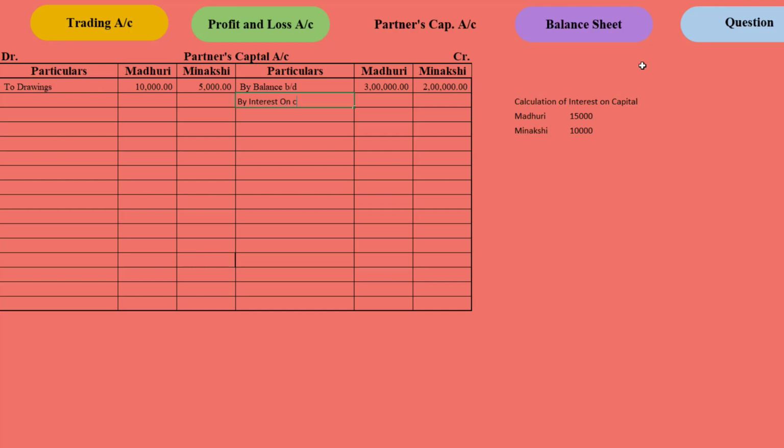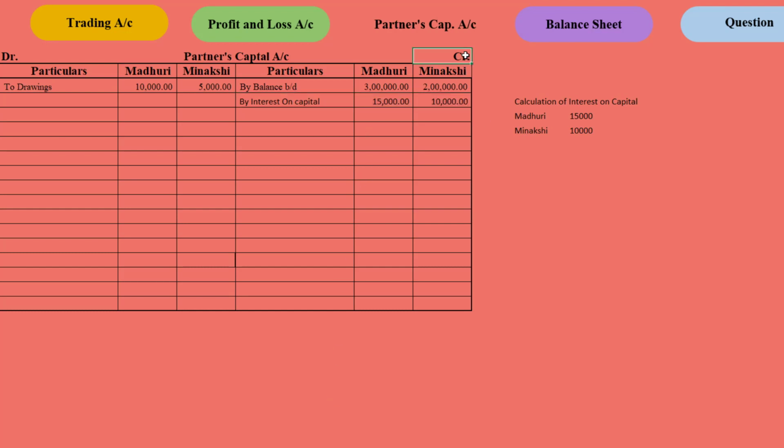Interest on capital 15,000, 10,000. Okay, done. Interest on capital is done. But second effect is pending. Second effect will go to the profit loss account, because when business is paying interest on capital, that becomes loss to the business, expense to the business.